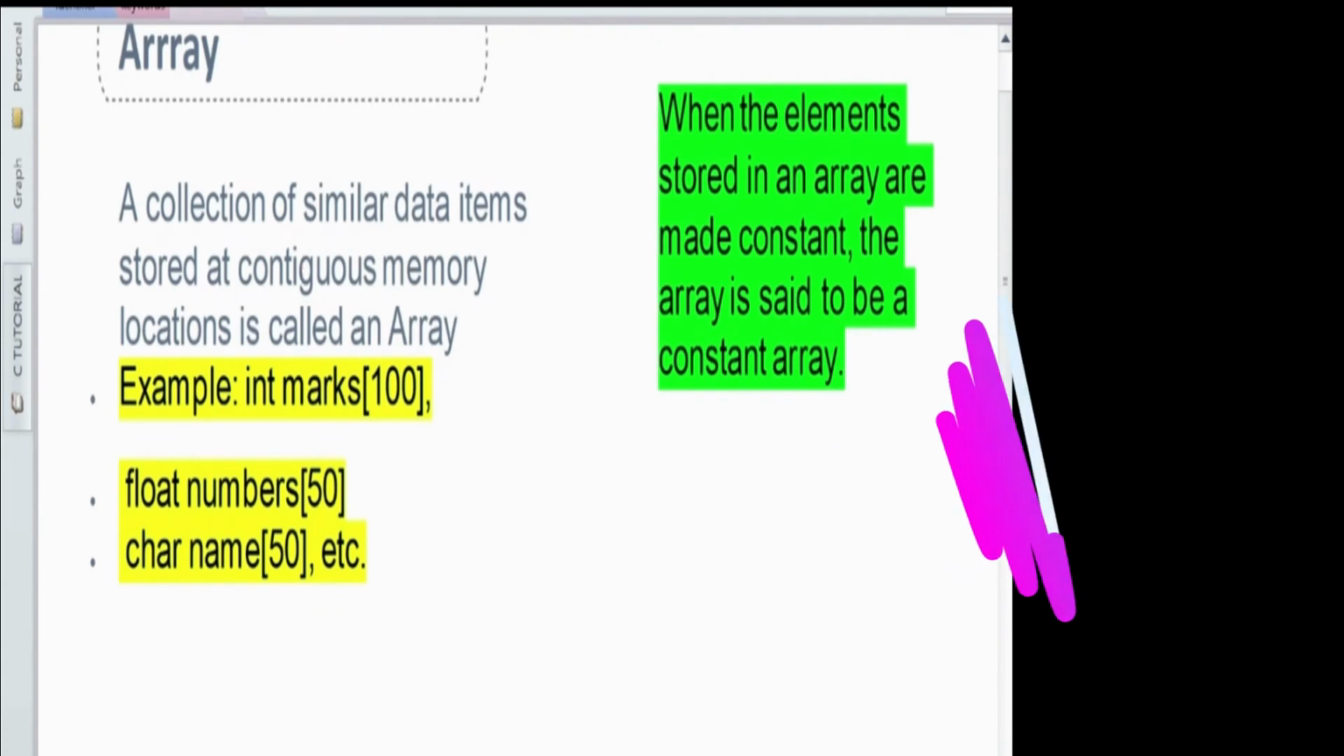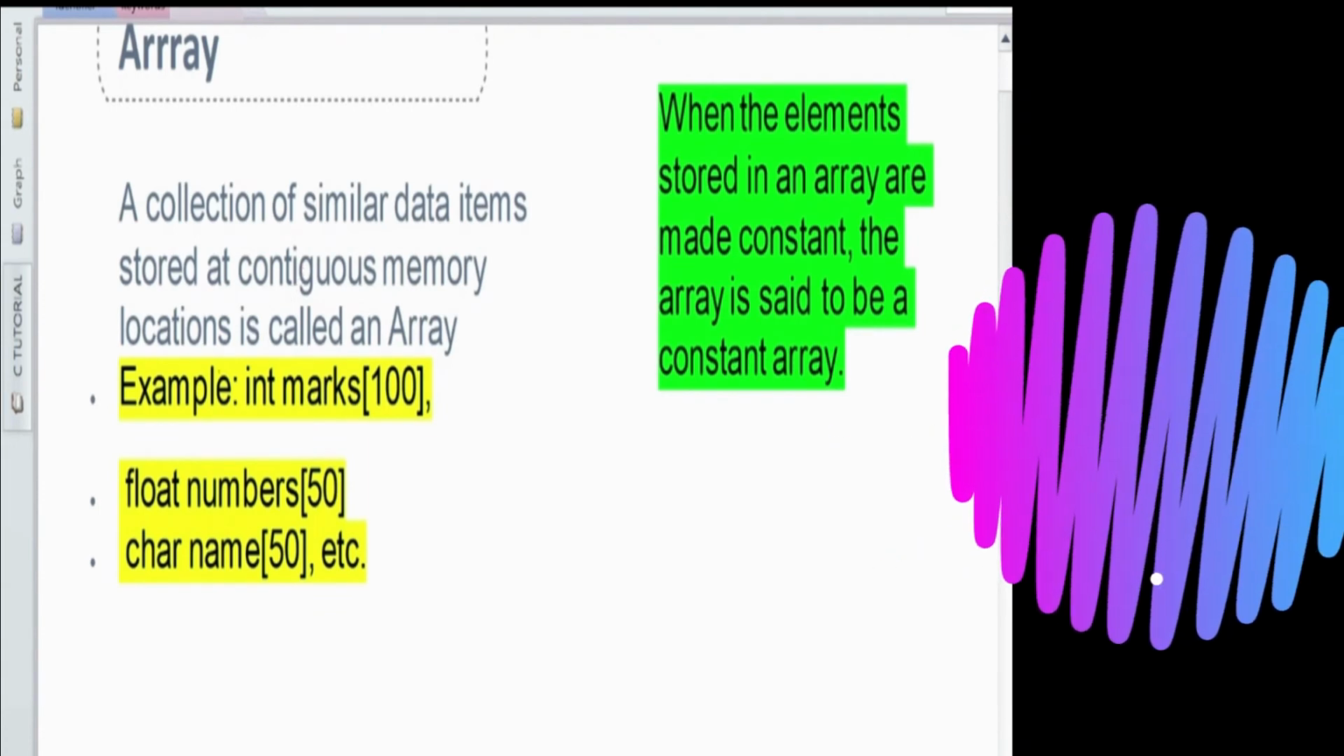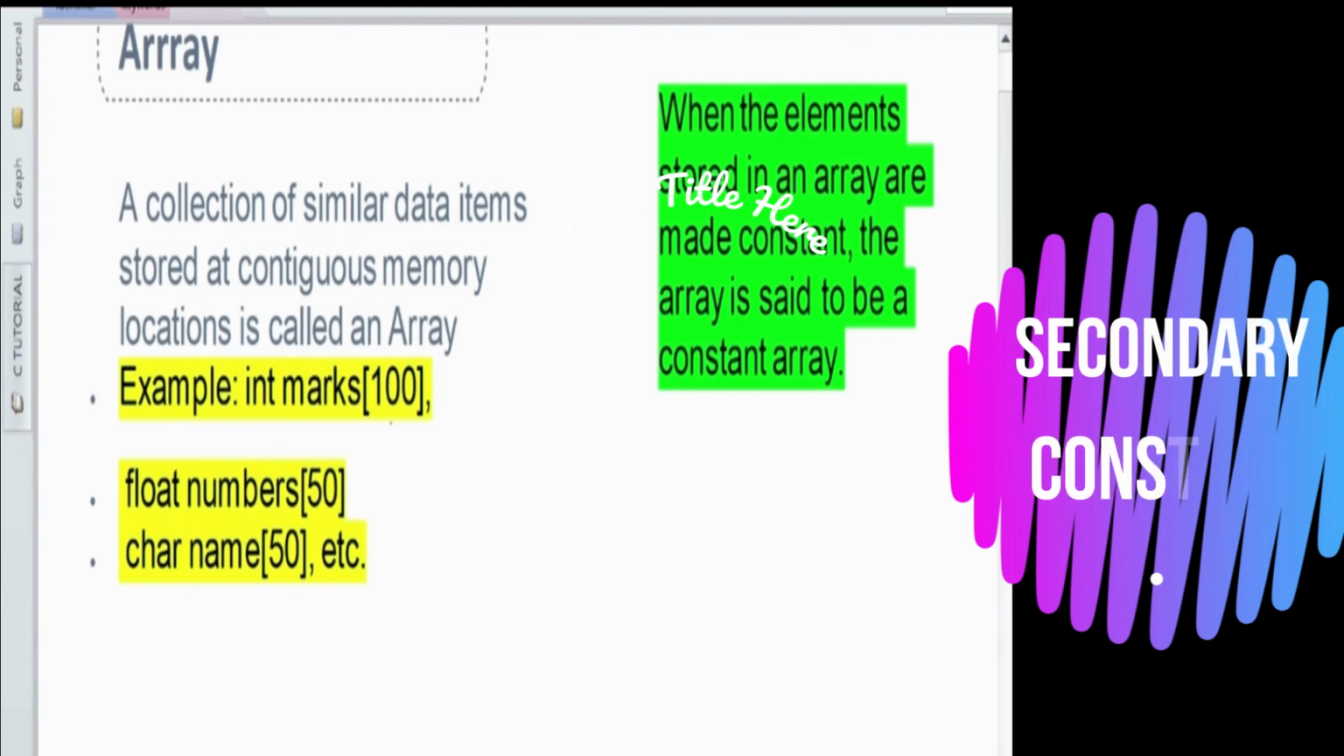A collection of similar data items stored at contiguous memory locations is called an array. For example, int marks[100] is an example of an array. And when the elements stored in an array are made constant, the array is said to be a constant array.